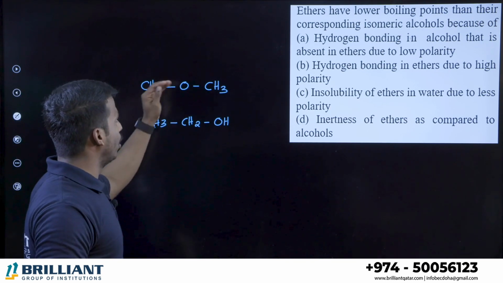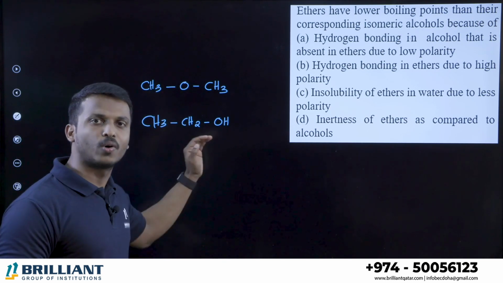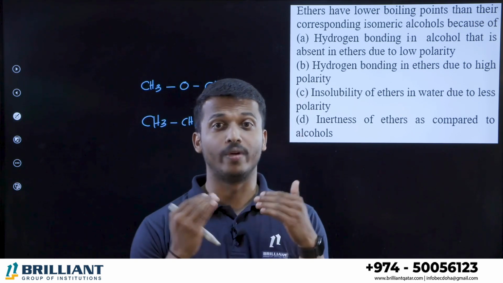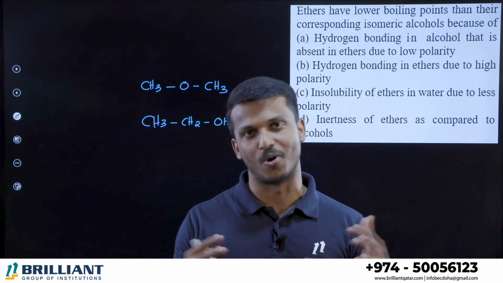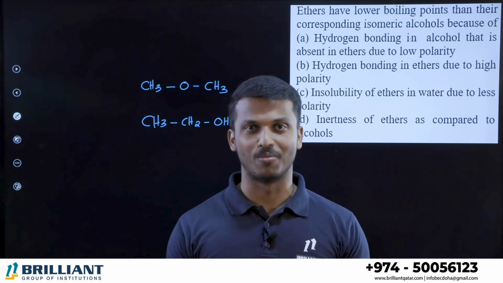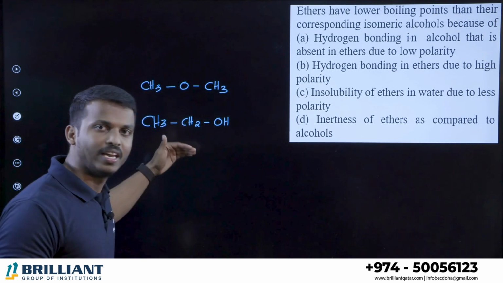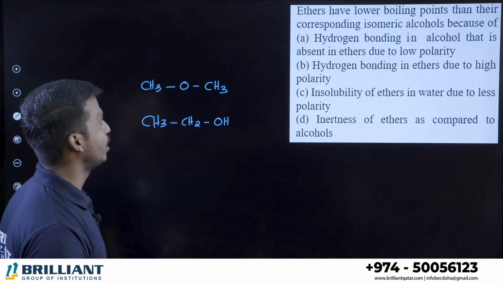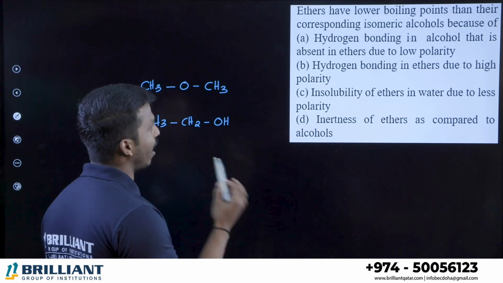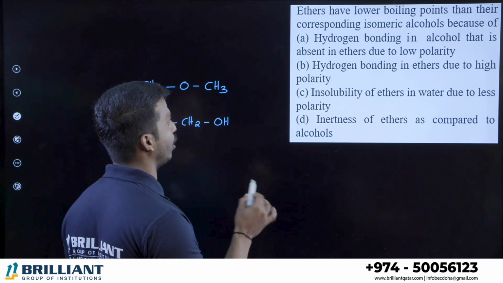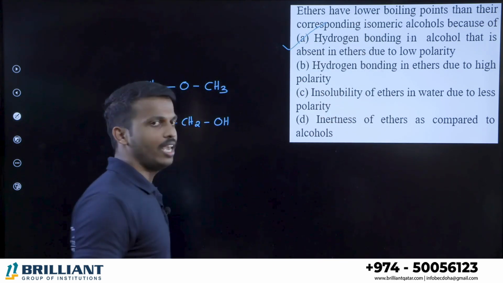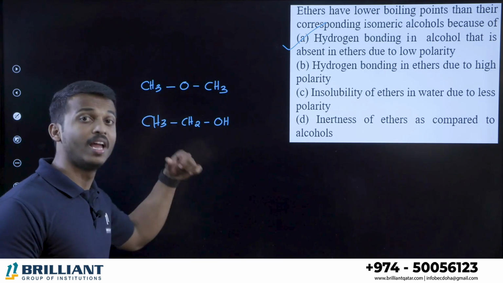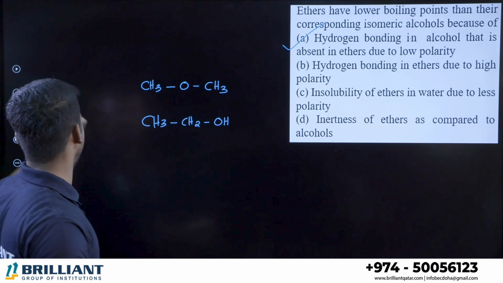Why do ethers have a low boiling point and alcohols a greater boiling point? We know alcohols are connected through very strong intermolecular hydrogen bonding, but ethers cannot show that much. So what is your answer? Hydrogen bonding in alcohol is absent in ether due to low polarity. If there is a strong hydrogen bond, they have a higher boiling point. So alcohols have a greater boiling point compared to ethers.